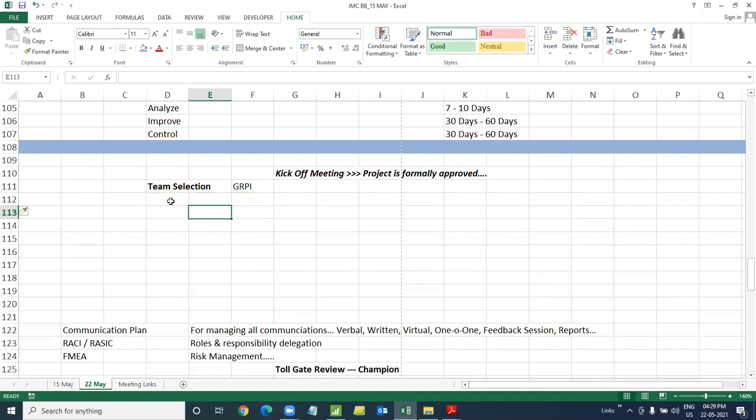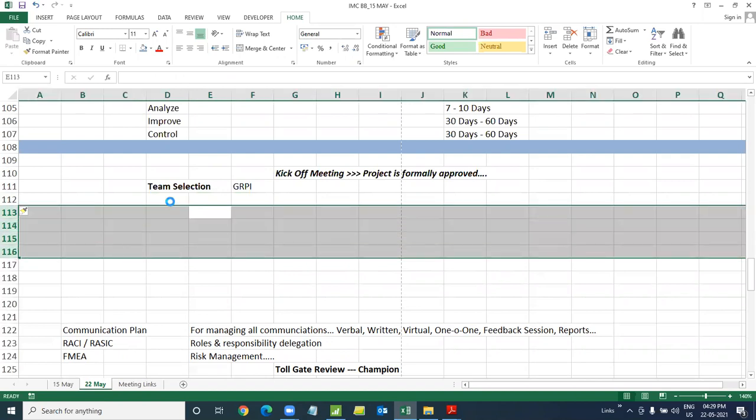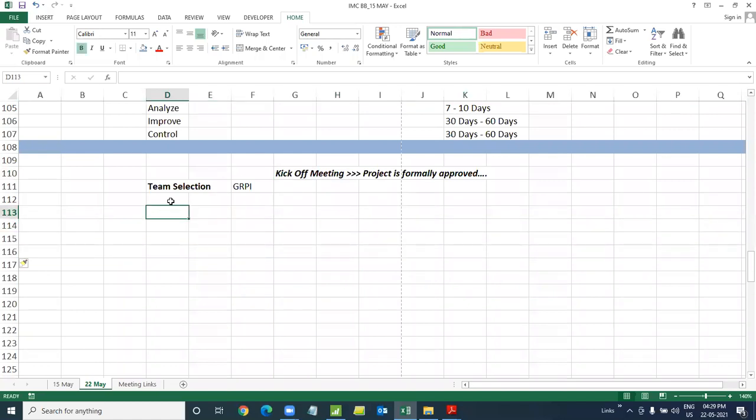Generally what happens, you get nominations from different departments who have done a Six Sigma project or who have an idea of doing a project. Heads of departments may recommend their best people to participate in the project. We can't include everyone, so the GRPI method is generally used for selecting a team. G stands for goal, R for roles, P for process, and I for interpersonal. So these are four metrics on which we select a team member.